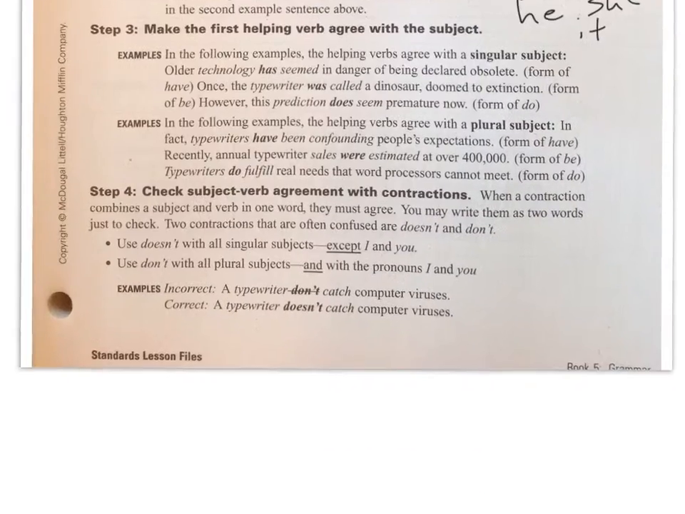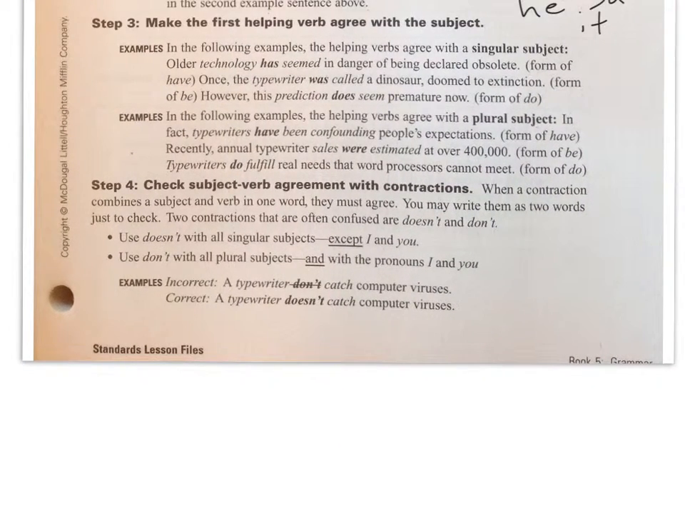Let's look at step 4. Check subject-verb agreement with contractions. And remember, the contraction likely is having a helping verb, so make sure that helping verb matches the subject in number. Check subject-verb agreement with contractions. When a contraction combines a subject and verb in one word, they must agree. You may write them as 2 words just to check.